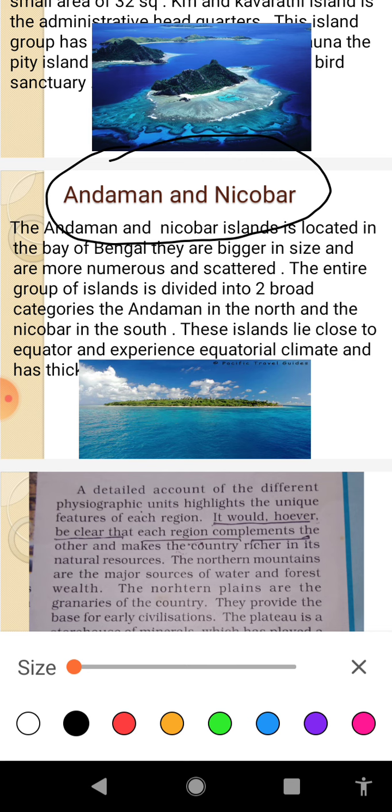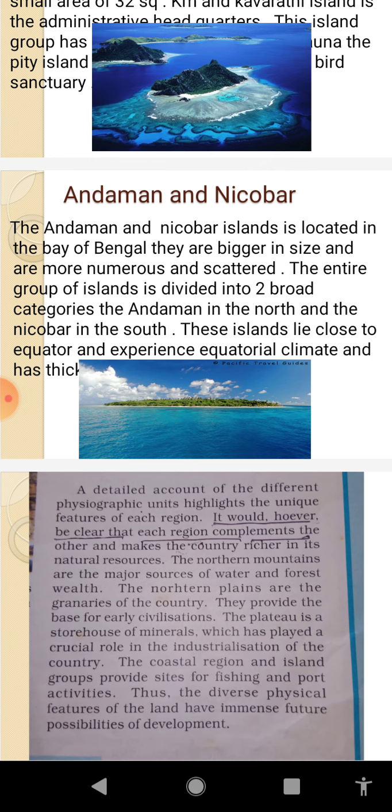Now let us discuss some of the other features. So these islands are of great strategic importance for our country, and just like Lakshadweep Islands, they are also rich in diversity of flora and fauna. These islands are very close to the equator, so they experience an equatorial type of climate, and there is thick growth of vegetation in the Andaman and Nicobar Islands.